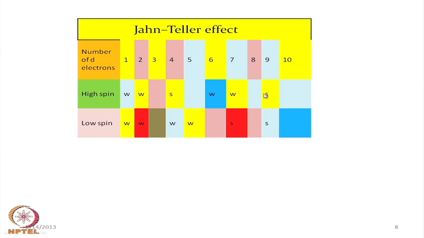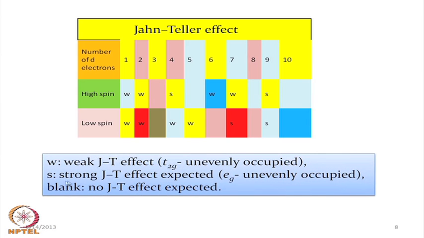So, in the copper case, which is not related to high spin and low spin electronic configuration, it has only one electronic configuration, which is purely the 3d9 electronic configuration. In both these cases it gives a strong Jahn-Teller effect. This strong Jahn-Teller effect for the 3d9 system is expected because the Eg level is unevenly occupied.